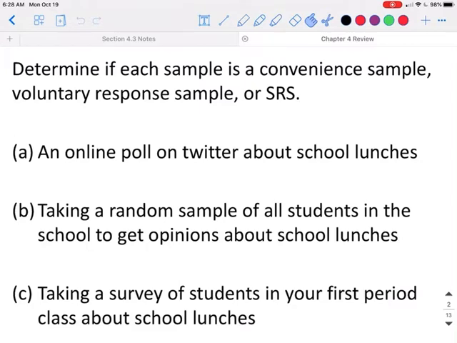Taking a random sample of all students in the school to get an opinion about school lunches. This would be a simple random sample. Taking a survey of students in their first period class about school lunches. This would be convenience sampling.